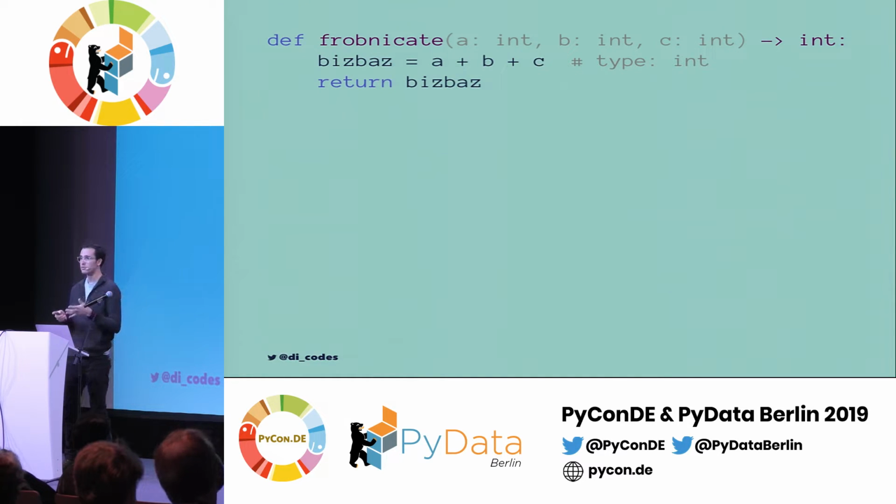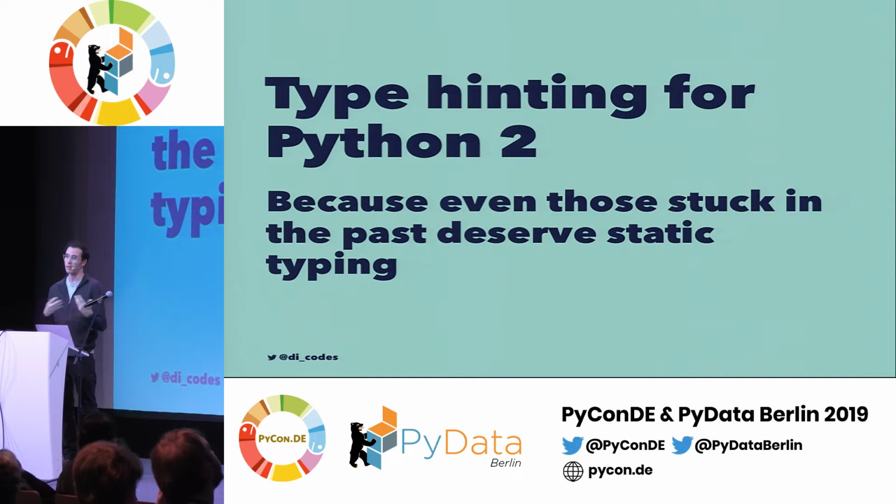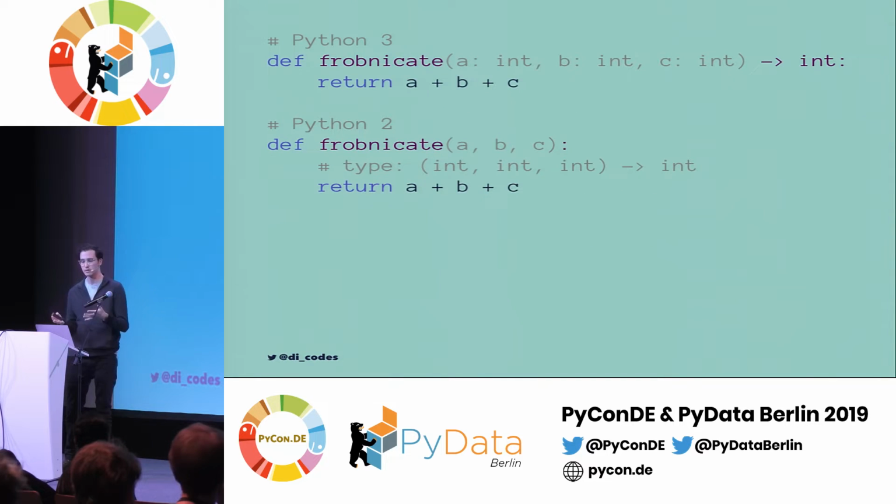This comment syntax also meant that we could add type hinting backwards in Python 2, because even those people stuck on old Python versions deserve to be able to use static typing. And because function annotations didn't exist before Python 3, there was also a syntax for doing function annotations in a comment as well. So same function, Python 2, Python 3, both are statically typed.